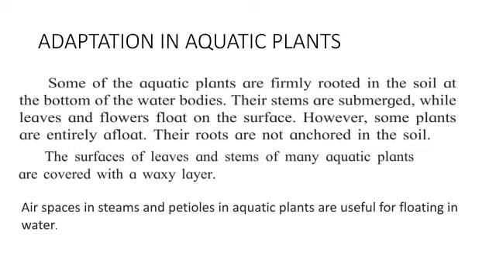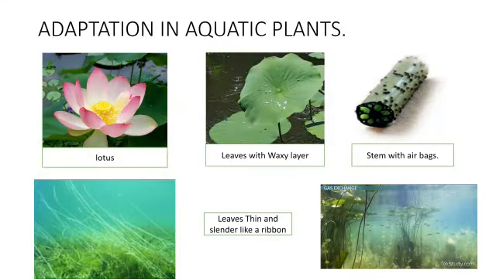The surfaces of leaves and stem of many aquatic plants are covered with a waxy layer. Leaves of some aquatic plants are thin and slender like a ribbon. This shape helps them to withstand fast currents of water. Air spaces in stems and petioles of aquatic plants are useful for floating in water.